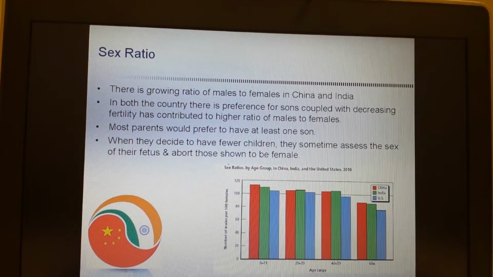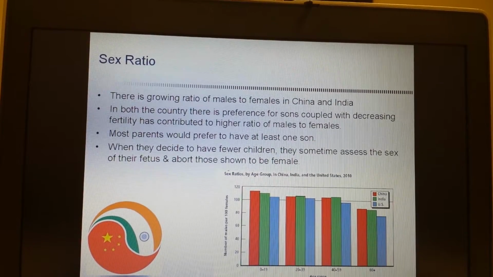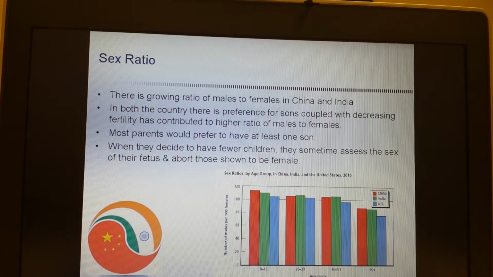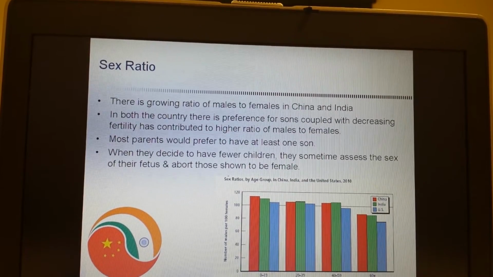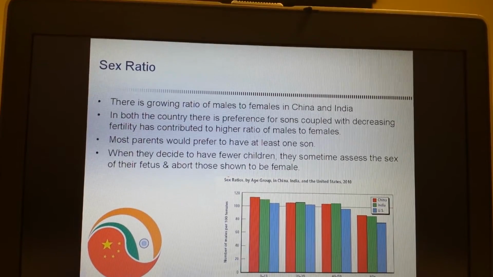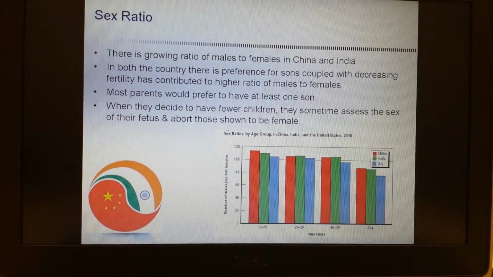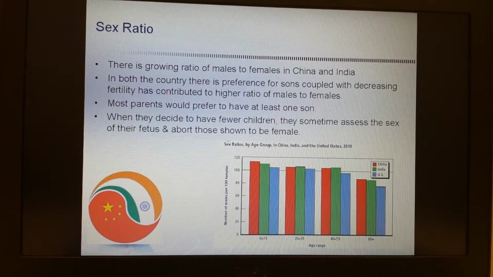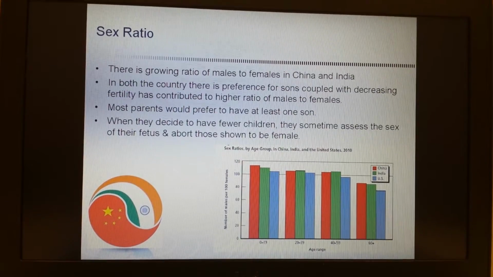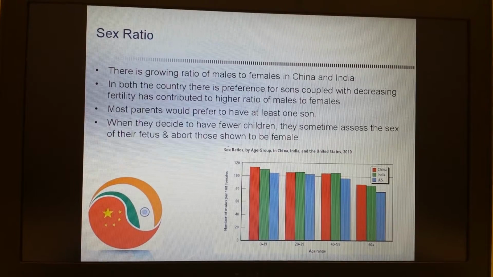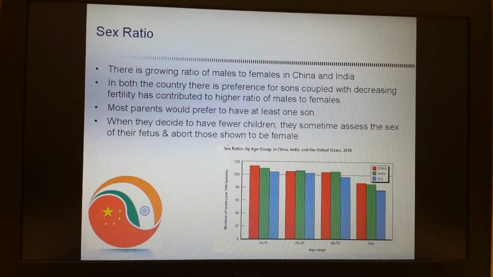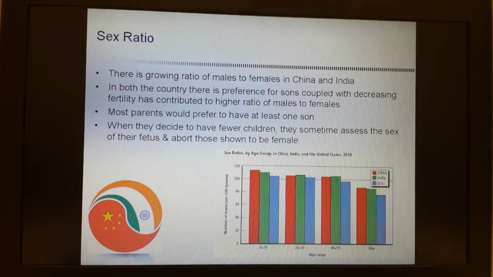The fourth is the sex ratio. There is a growing ratio of males to females in both China and India. In both these countries, there is a preference for sons, which leads to decreasing fertility and has contributed to a higher ratio of males to females. It is probably cultural as well as due to the socioeconomic conditions of these two countries. Most parents prefer at least one son. When they decide to have fewer children, they sometimes assess the sex of the fetus and abort it if it's female. Not fair, but that's how it is in these two countries.